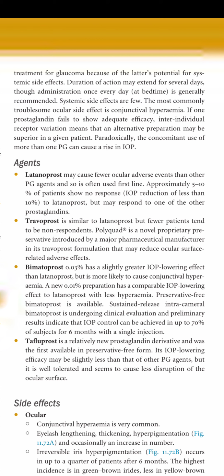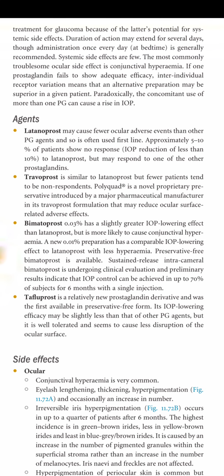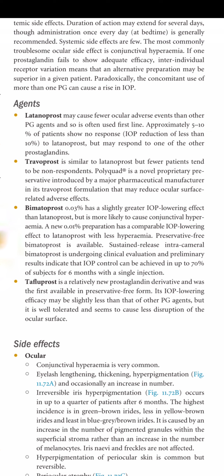If one prostaglandin fails to show adequate efficacy, inter-individual receptor variation means that an alternative preparation may be superior in a given patient. Paradoxically, the concomitant use of more than one prostaglandin can cause a rise in IOP. So there are certain agents associated with prostaglandins: latanoprost, travoprost, bimatoprost, and tafluprost. Latanoprost may cause fewer ocular adverse events than other prostaglandins, so it is often the first line.